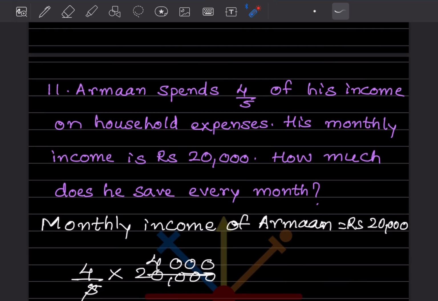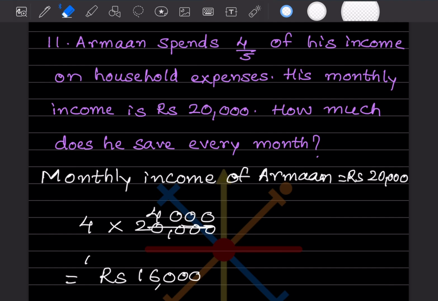Arman spends 4 by 5 of his income on household expenses. His monthly income is 20,000. How much does he save every month? So the monthly income of Arman is rupees 20,000. He is spending 4 by 5 of his income, so that will be 4 by 5 into 20,000. 5 ones are 5, this will be 4,000. You multiply this one, that is going to be 16,000.